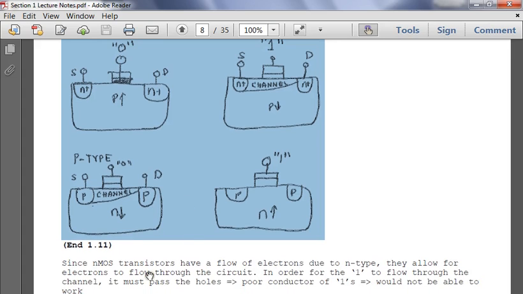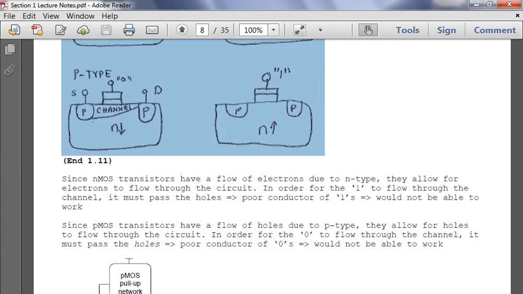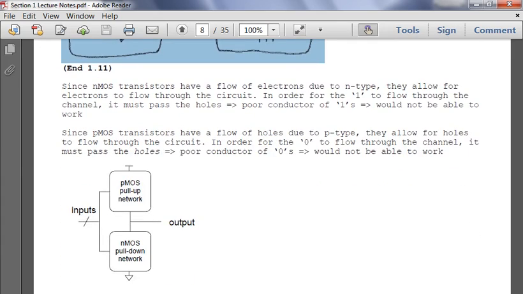Okay, this pretty much just describes everything we just talked about. And this is a small little diagram of what the pull up and pull down networks are. You get your set of inputs. The same inputs go to both the pull up and pull down network. The pull up network has pMOS transistors. The pull down network has nMOS transistors, and then based on that, you'll have one unified output.